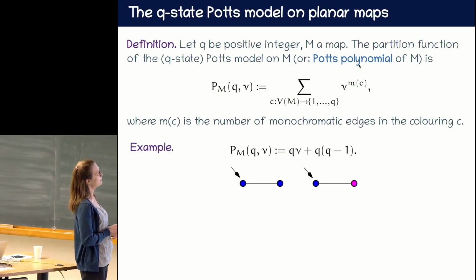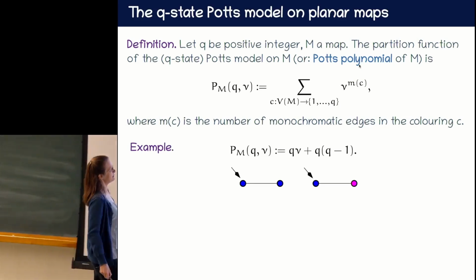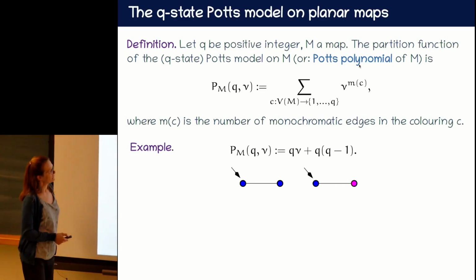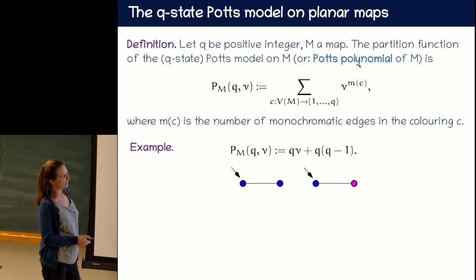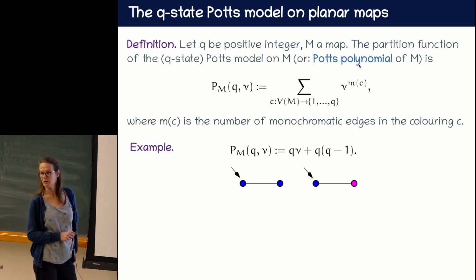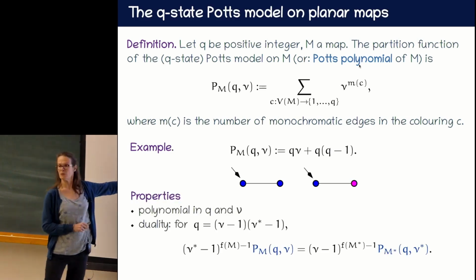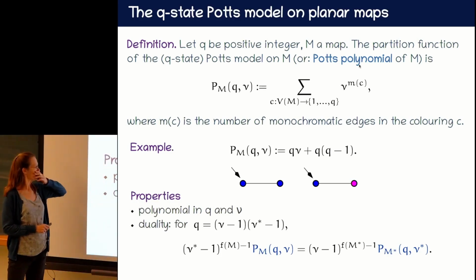We can take an example. So if your map is this little segment, if you want this edge to be monochromatic, giving a weight nu, you have q ways of doing that. You choose the color of the root vertex. But if you want it to be bichromatic, you have q choices for the first color and q minus 1 for the second. So that's the Potts polynomial of this map. And in general, it's not hard to see that it's always a polynomial in q and nu.